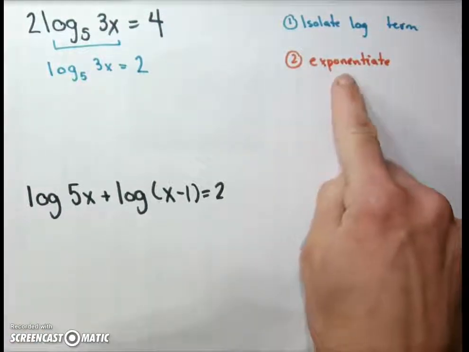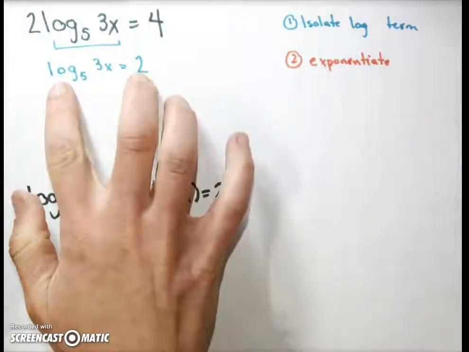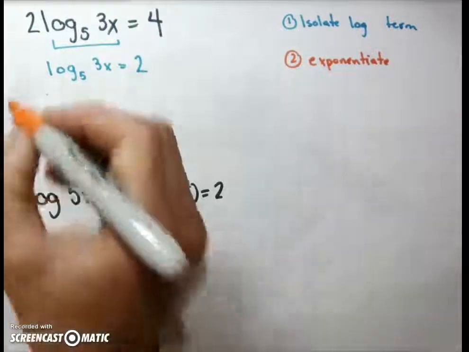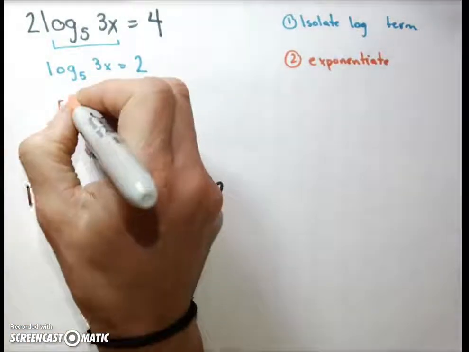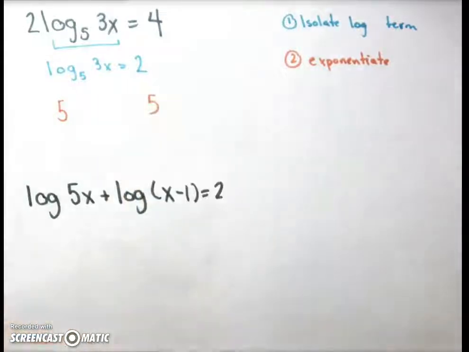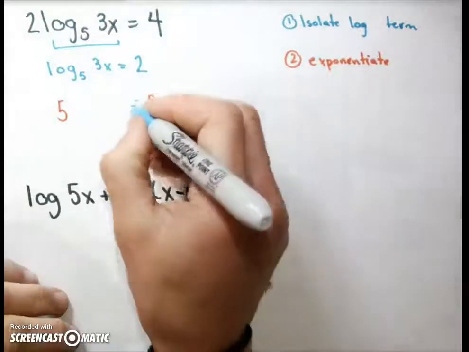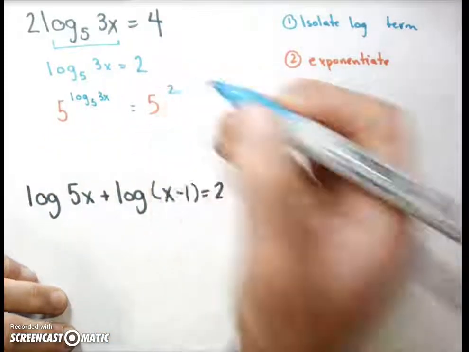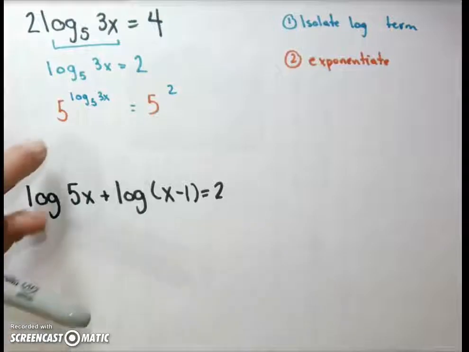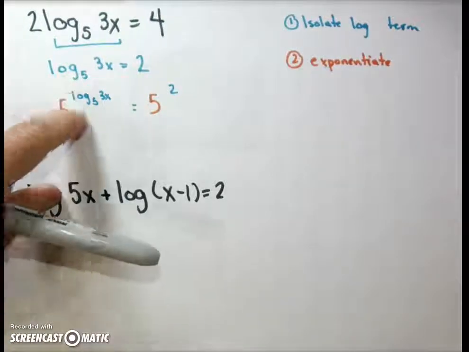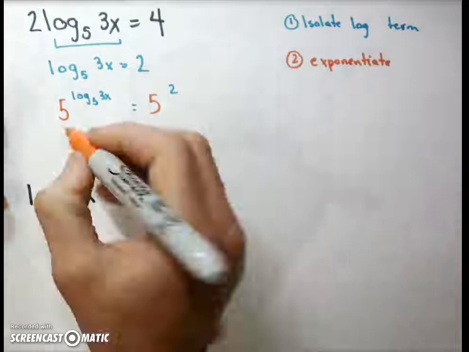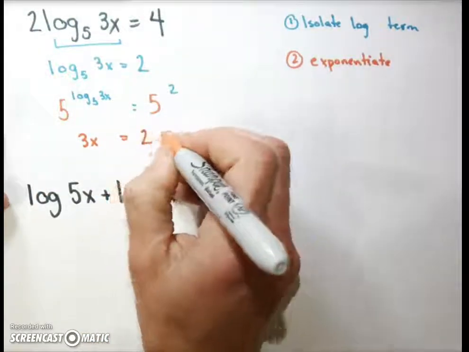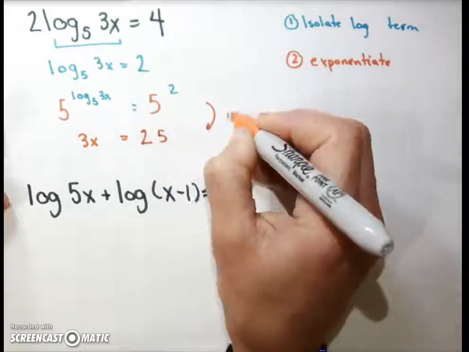Next, I'm supposed to exponentiate. So these will become exponents, and I choose my base to be the same as the base of my log. So I'll end up with 5 and 5 as my bases, and my exponents will be log base 5 of 3x and 2. Then by the inverse property, 5 to the log base 5 of 3x just leaves me with 3x, and 5 squared is 25. So here to here was inverse.